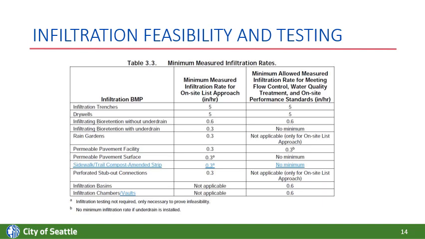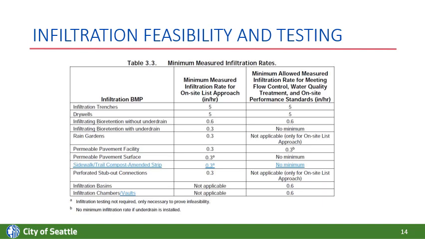So the infiltrating bioretention without underdrain is going to be a measured rate of 0.6 inches per hour, and the rest of those infiltration facilities are going to be 0.3 inches per hour.